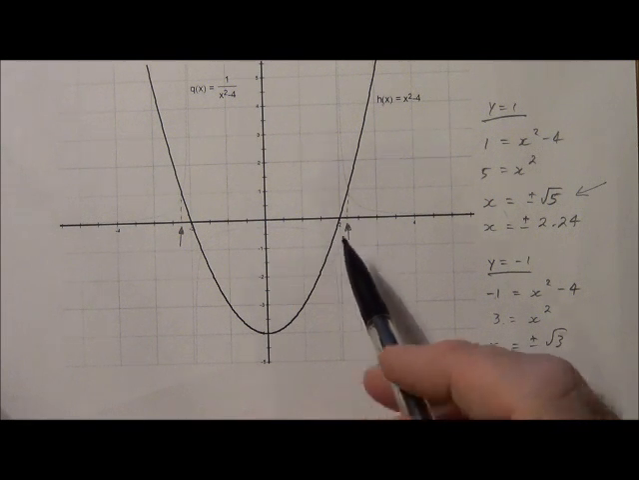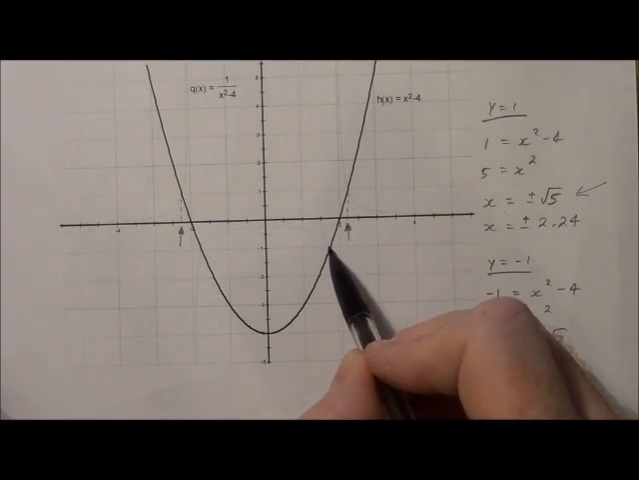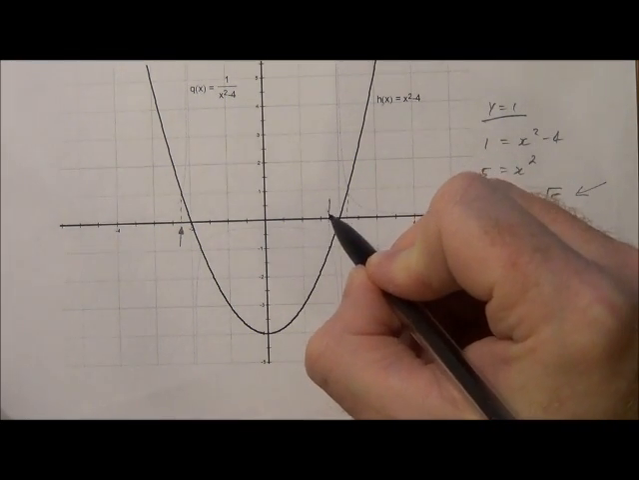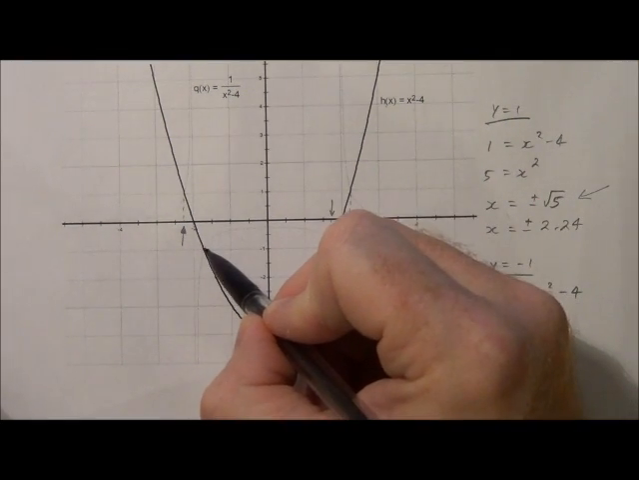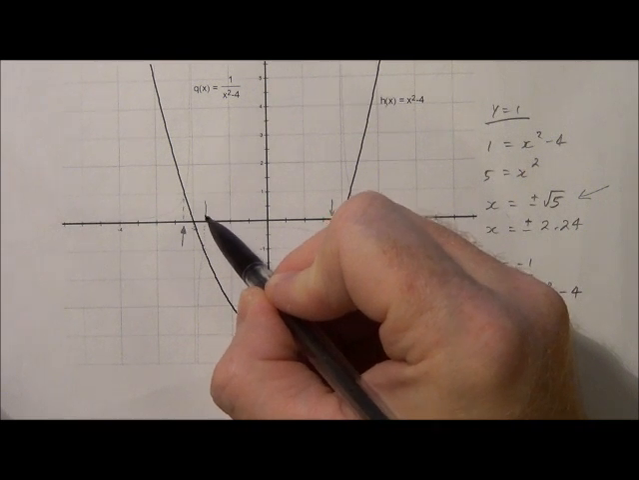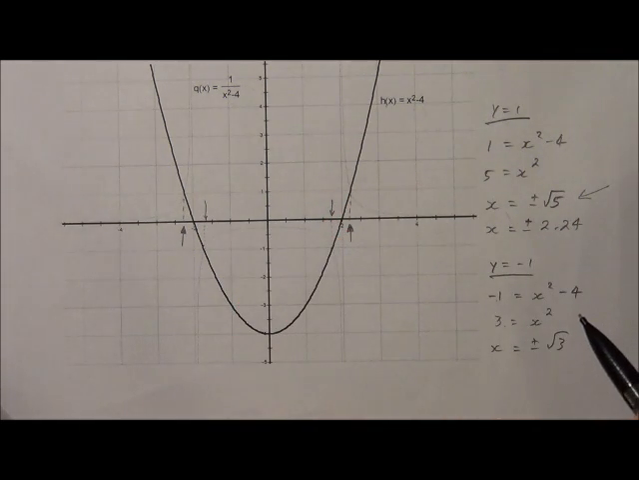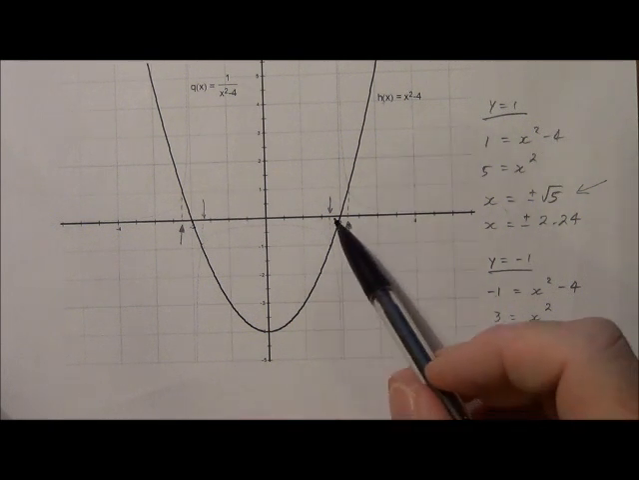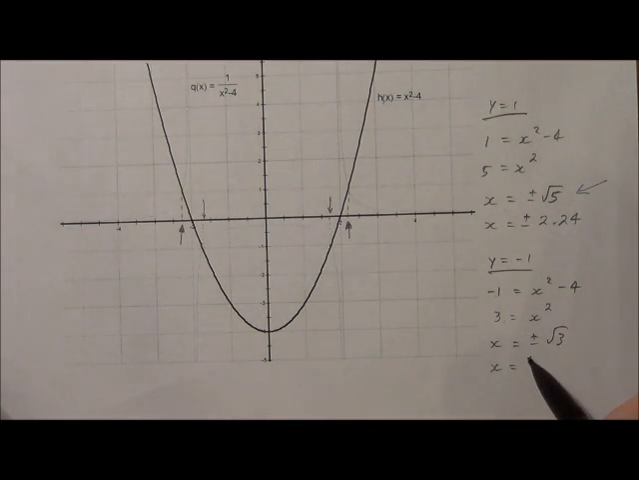The graph crosses the y equals negative 1 right here, and again here. So just so you get an idea of where that would be graphically, it would be positive or negative 1.73. But I will be sticking with the exact values of root 3 and root 5 for those two.